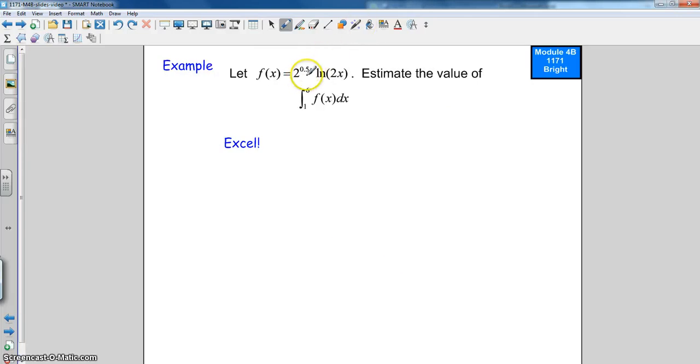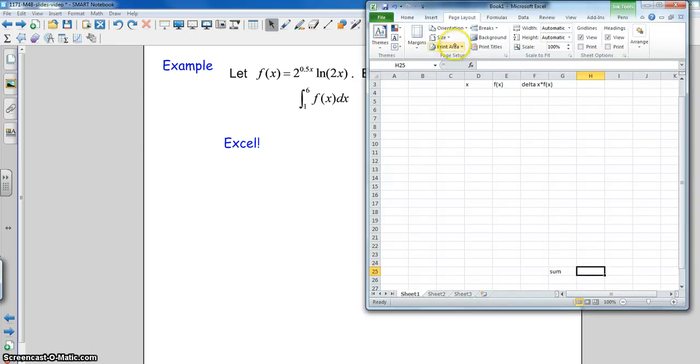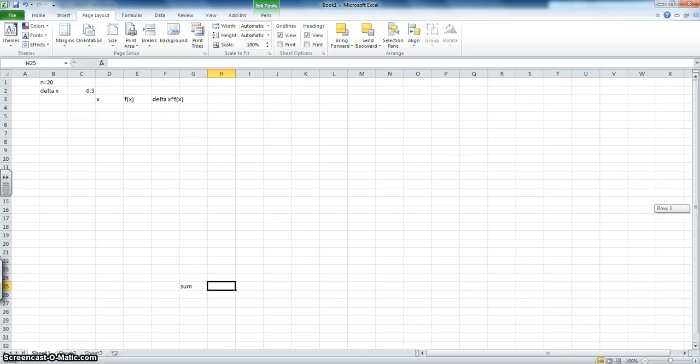Now here, this function is kind of ugly. So what we're going to do is estimate the value of this integral from 1 to 6. Okay, so let's go ahead and do this in Excel. Let's say we want to use 20 subintervals for our first estimate. And again, you should do this with not only 20, but maybe say 30, 40, 50. Remember, increasing the number of intervals improves your estimation of the integral.